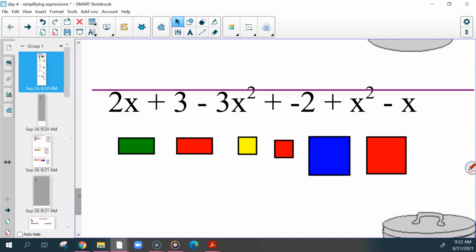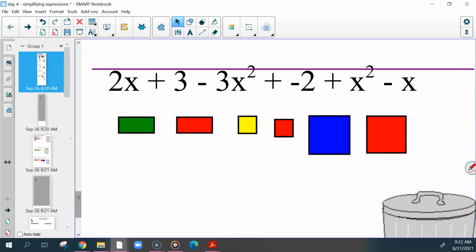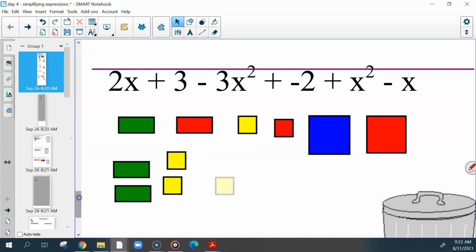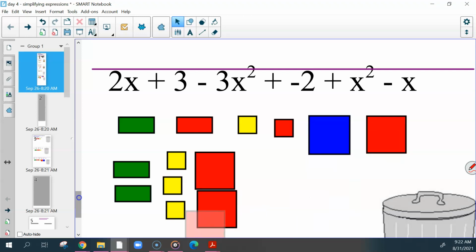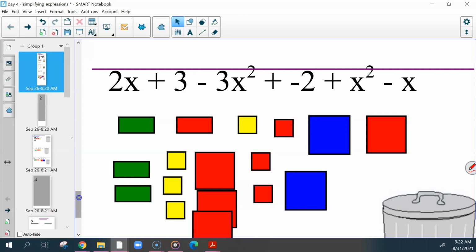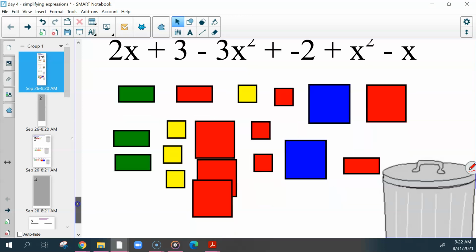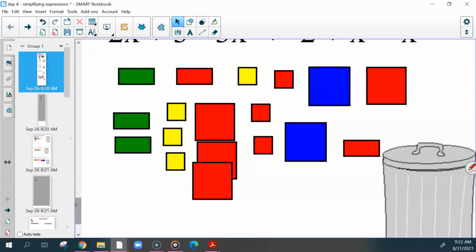How would we model this? From 2x, 2 positive x. Positive ones. 3 positive ones. 3 negative x squared. 2 negative 1. 1 positive x squared and 1 negative x. Get rid of all of your 0 pairs.